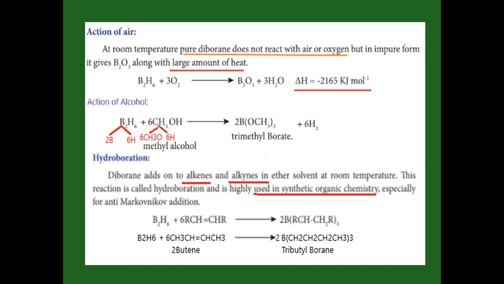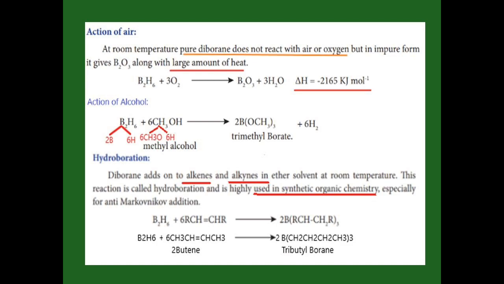Then diborane reacts with alcohol and gives trialkyl borate. For example, diborane reacts with methyl alcohol to give trimethyl borate and liberate hydrogen. Then hydroboration means diborane reacting with an alkene or alkyne to give some compound. That compound is used to produce many organic substances in synthetic organic chemistry. It is used in anti-Markovnikov addition. Here we use anti-Markovnikov addition for producing the compound.